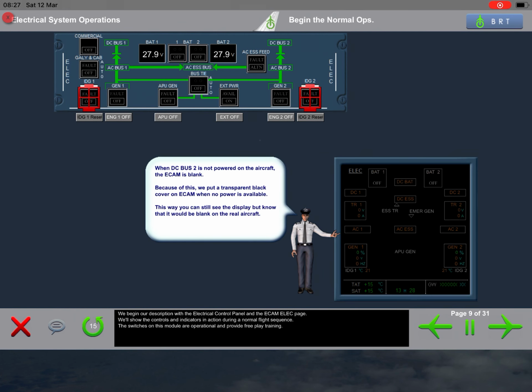We begin our description with the electrical control panel and the ECAM electrical page. We'll show the controls and indicators in action during a normal flight sequence. The switches on this module are operational and provide free play training.